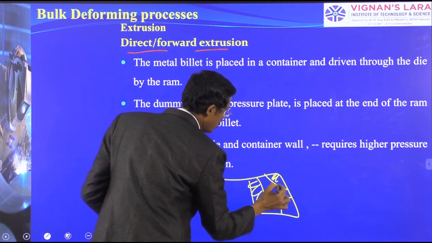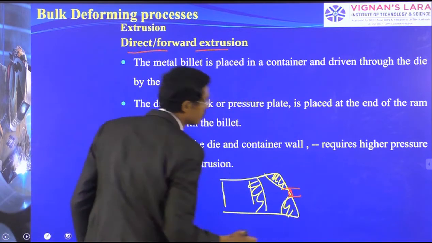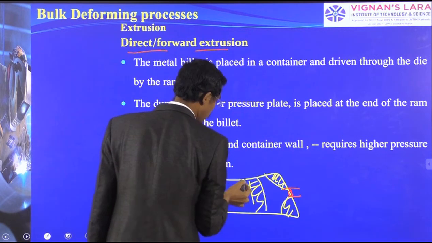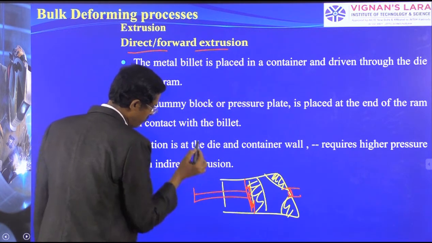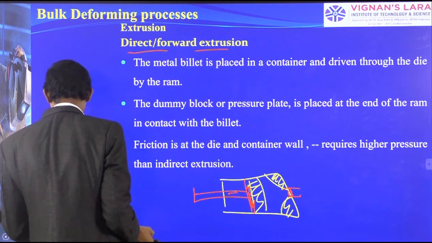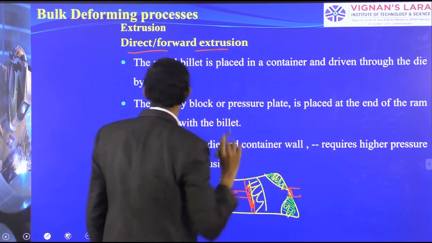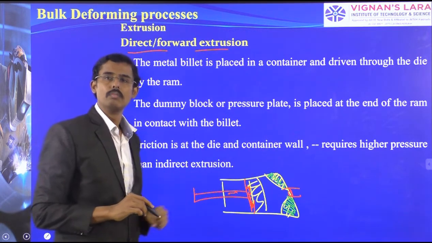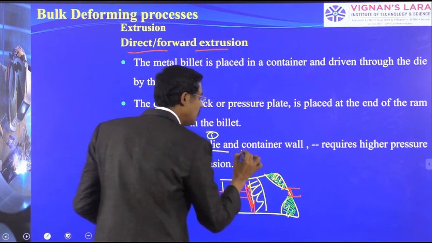This is the die, which is the part where the material is going to come out. The dummy block is present. The plate is placed at the end of the ram. So here we have some frictional devices, a dummy block, and the ram to push. So this billet has to come there. So this is the die, this is the die part. We understand. So friction is at the die and the container wall. This is a very important point. The friction is at the die and the container wall.